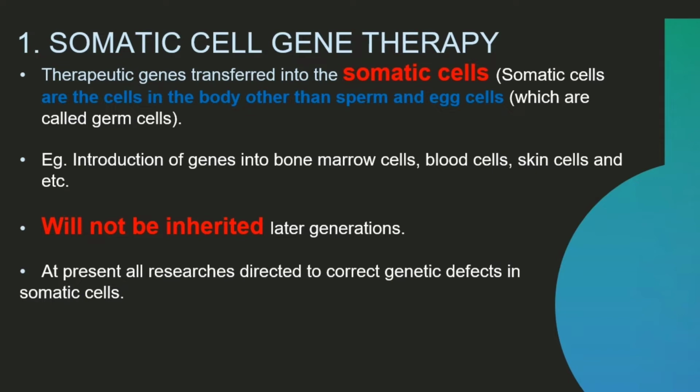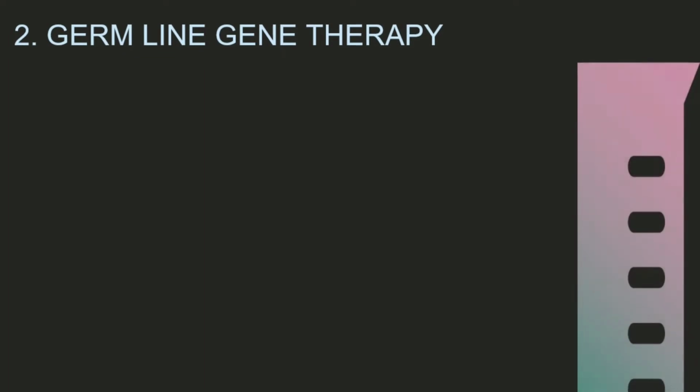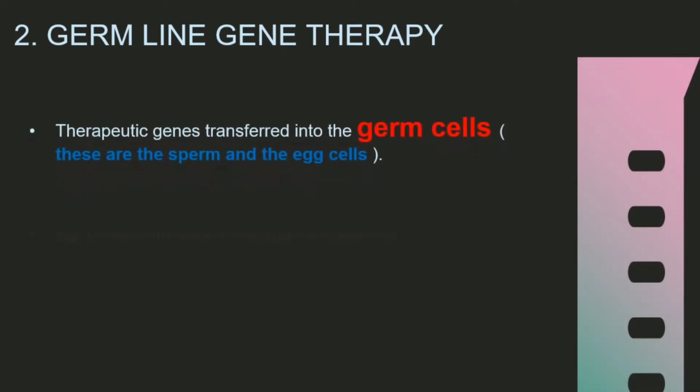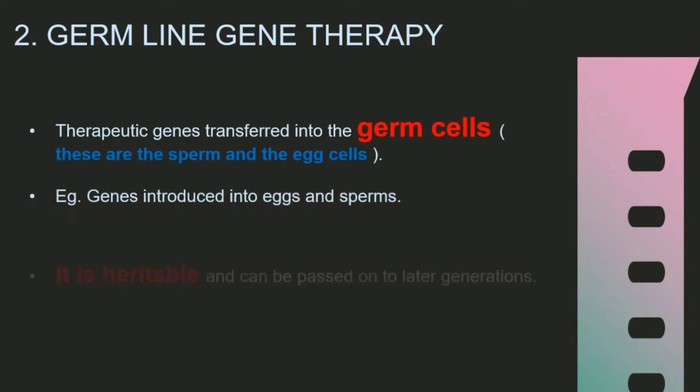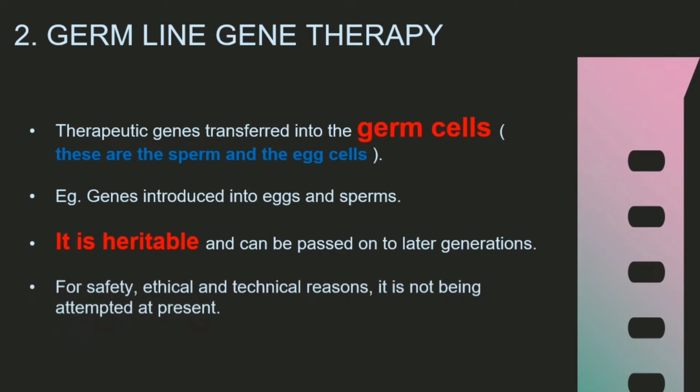At present, all research is directed to correcting genetic defects in somatic cells. Germline gene therapy is when therapeutic genes are transferred into the germ cells. These are the sperm and the egg cells. For example, genes introduced into eggs and sperm. It is heritable and can be passed on to later generations. For safety, ethical, and technical reasons, it is not being attempted at present.